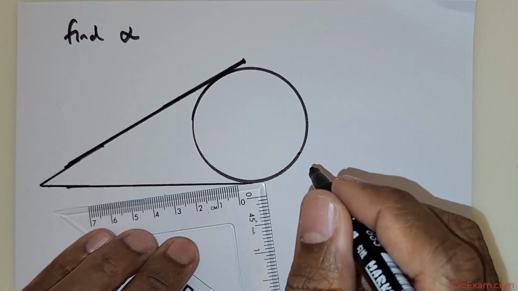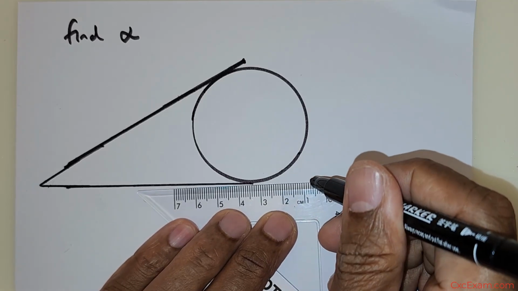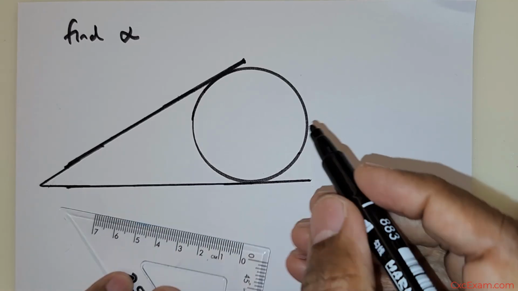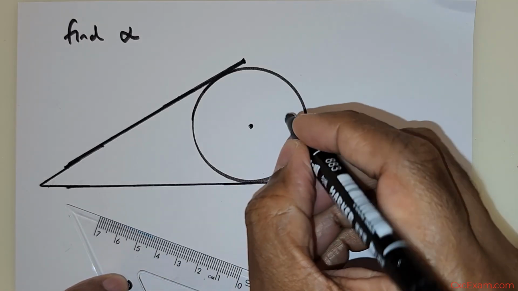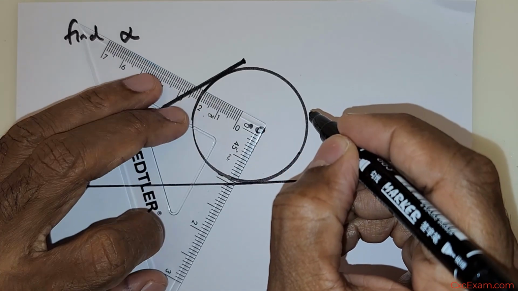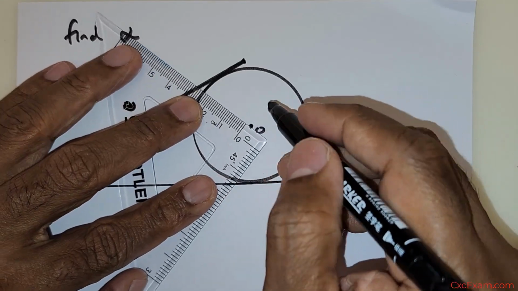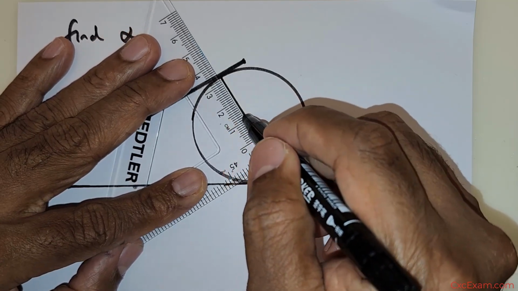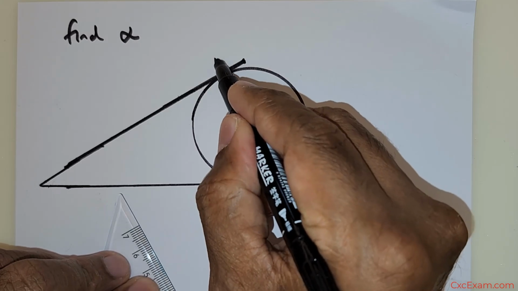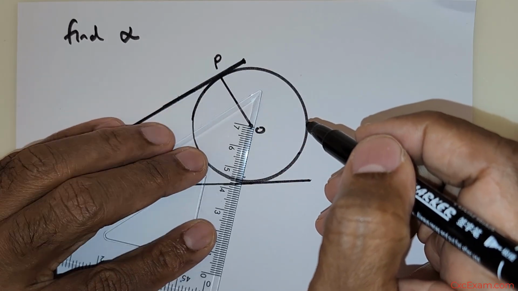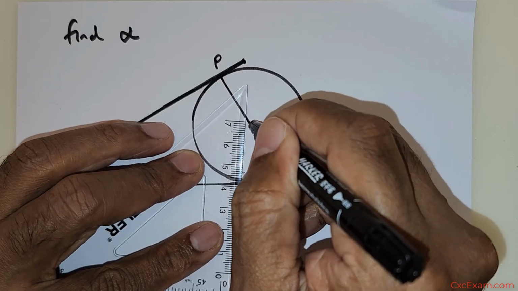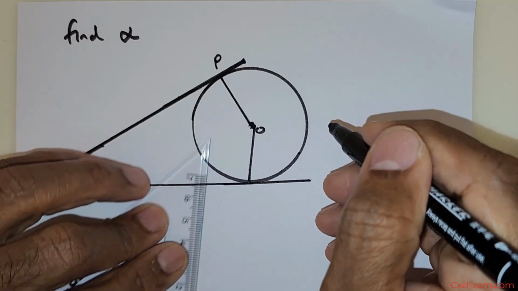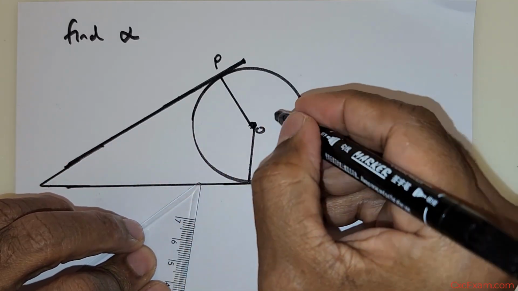Okay, let me extend this a bit. Now this is the center. Let me name it as O. From the center there is a hit to the tangent, so this is actually the radii. So let me name it as P. And there is also another hit over here.